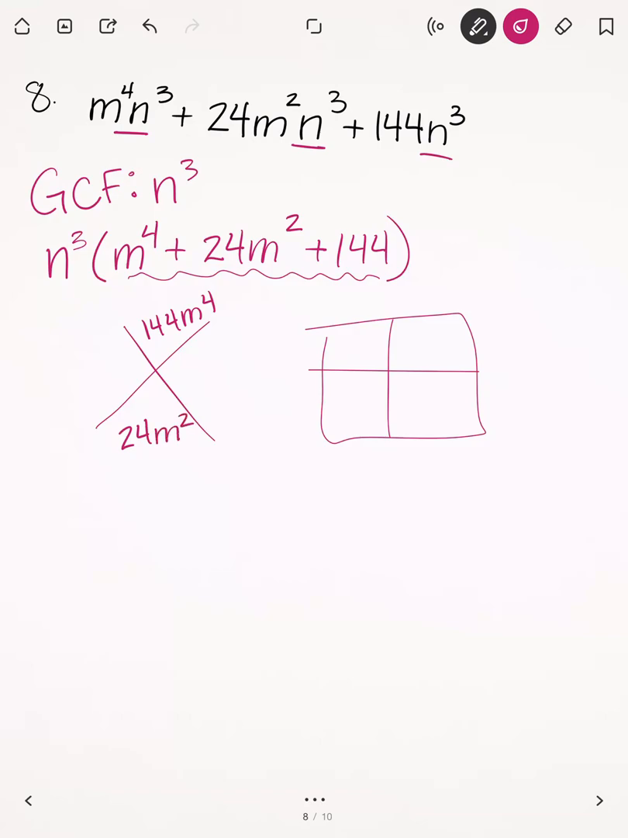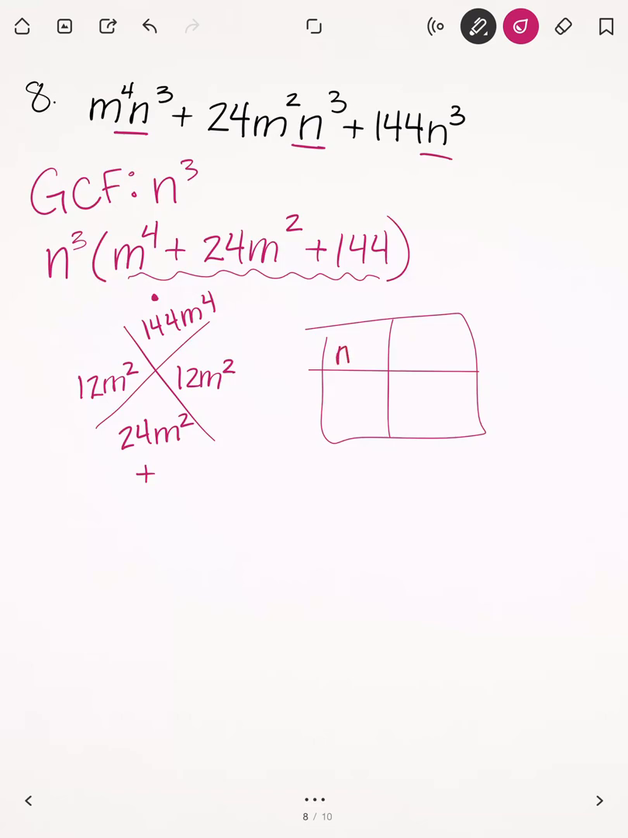So now I think to myself, what can I multiply to get the top, add to get the bottom? Well, 12 times 12 is 144, and 12 plus 12 is 24. So that would be a 12m squared and a 12m squared. You have to have the m squared with it because m squared times m squared gives us that m to the 4th. And to be able to combine like terms to get it to be a 24m squared, they both have to have that.